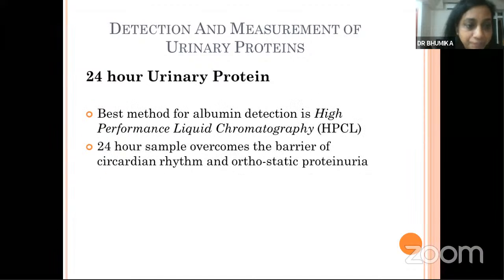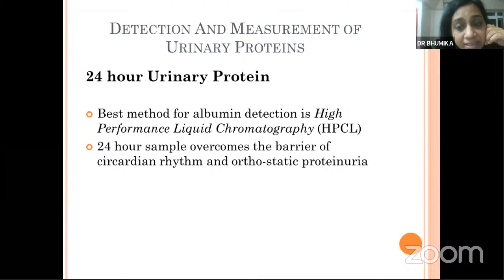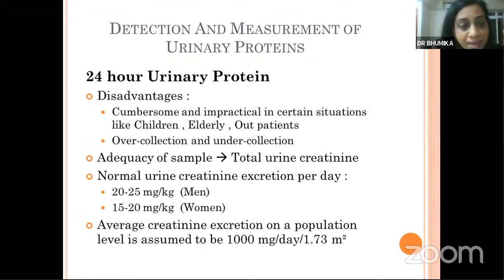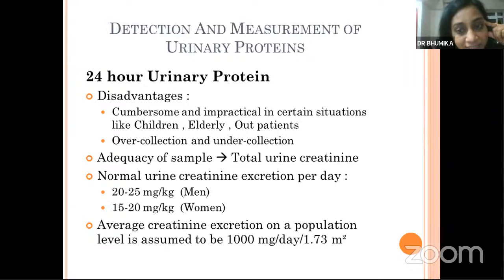The benign forms have less than 1 to 2 grams per day, and the severe forms have more than 3.5 grams per day. The best method for albumin detection in 24 hours is HPLC, which is high performance liquid chromatography. The positive point for the 24-hour urine sample is that it overcomes the barrier of circadian rhythm and orthostatic proteinuria. The disadvantages are that it is cumbersome, impractical in certain situations like children, elderly, outpatients, and over collection and under collection.